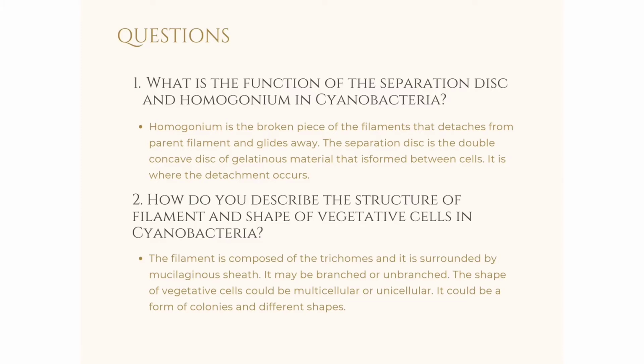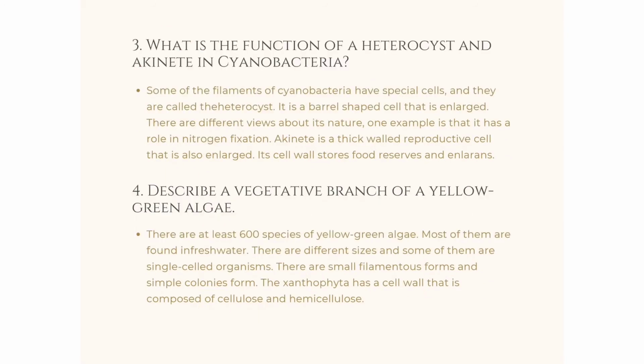Number 2. How do you describe the structure of filament and shape of vegetative cells in cyanobacteria? The filament is composed of trichomes and it is surrounded by a mucilaginous sheath. It may be branched or unbranched. The shape of vegetative cells could be multicellular or unicellular. It could be in the form of colonies and different shapes.